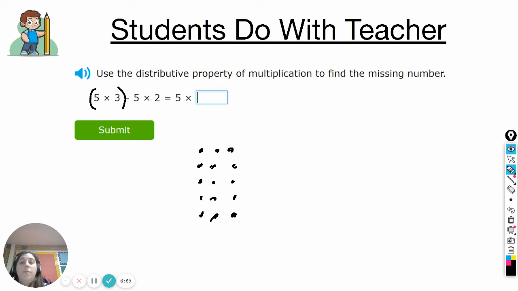Okay, 5 rows of 3. So 5 going down, 3 across. This time it says I need to take away 5 times 2. So I'm going to take away 5, and I need to take away 2 in each row. So I'm going to have to cross out 2 of them. So I crossed out 5 rows of 2.